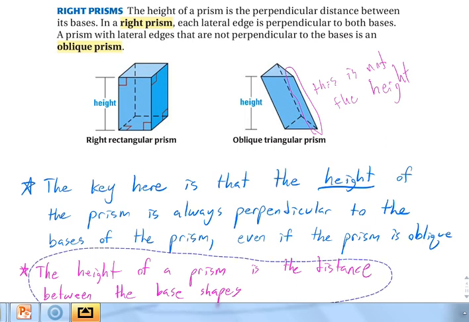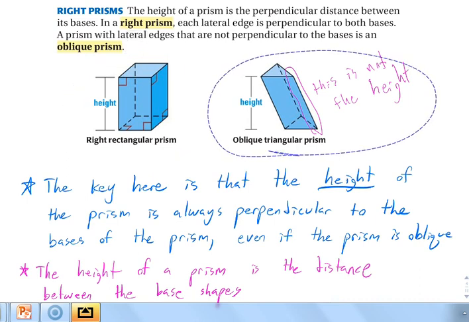Remember, the 2 bases are always parallel, whether they're right above one another or not. So in the picture up here, I say, well, it could be a right shape or an oblique shape. But again, the height, no matter what orientation this prism is in, is the distance between the 2 bases.